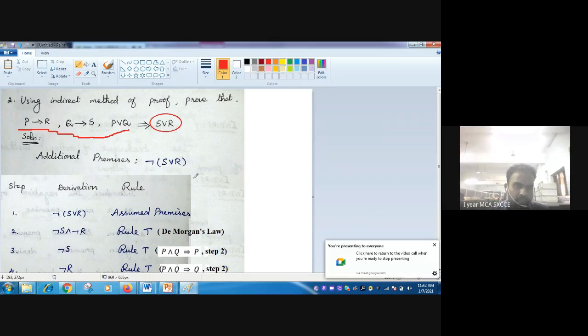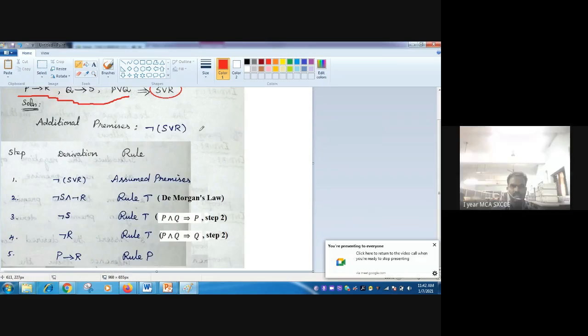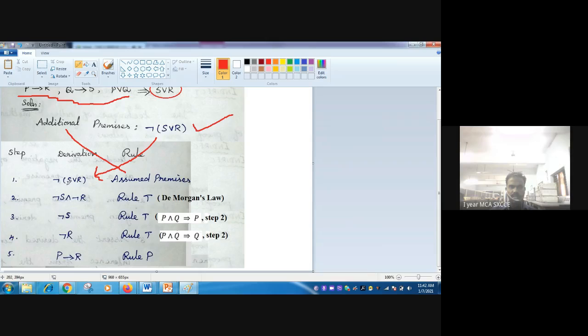Negation of S cup R, right? Yes, sir. Very good. So this is the additional premise. Therefore, that should be included as the first step. This is the additional premise or assumed premise. Both are the same rule. Now for the first step, De Morgan law is applied. So how do we apply De Morgan law?